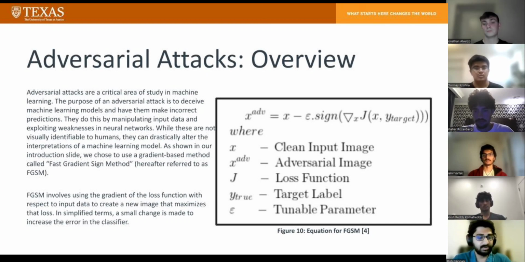As shown in our introduction slide, we chose to use a gradient-based method called the fast gradient sign method, hereafter referred to as FGSM. FGSM involves using the gradient of the loss function with respect to input data to create a new image that maximizes that loss. In simplified terms, a small change is made to increase the error in the classifier. To the right is an image showing the equation for FGSM, complete with a legend that shows what each variable in the equation means.